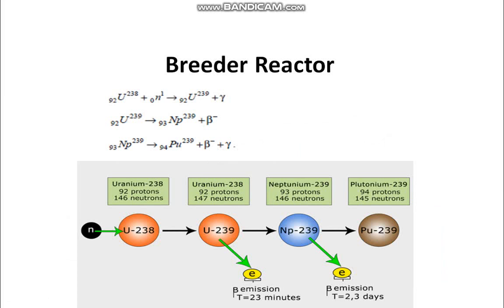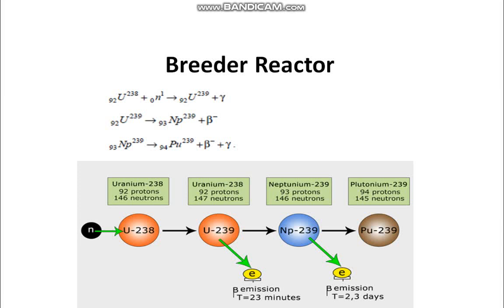Next is the breeder reactor. Conventional nuclear reactors use uranium-235 as their fuel. However, uranium-235 makes up less than 1% of naturally occurring uranium. Most uranium occurs as the isotope uranium-238. The only problem is that uranium-238 cannot be used in conventional nuclear reactors. It doesn't undergo fission like uranium-235. The breeder reactor was developed to use uranium-238.